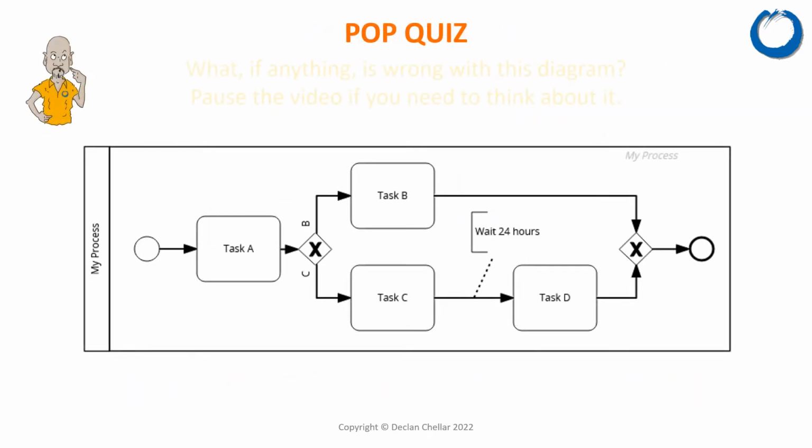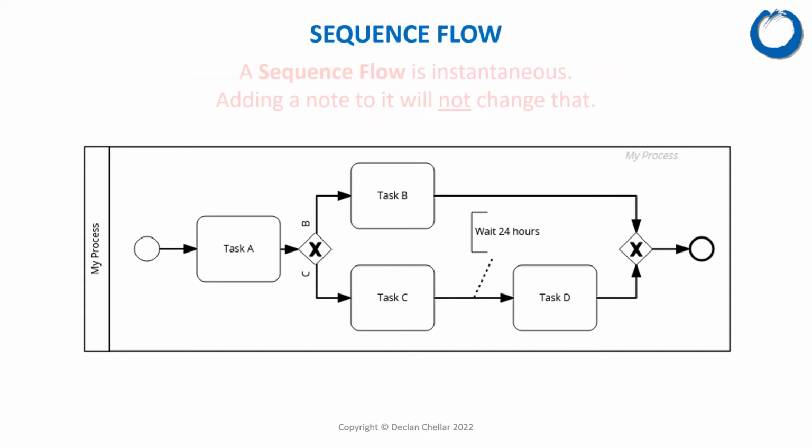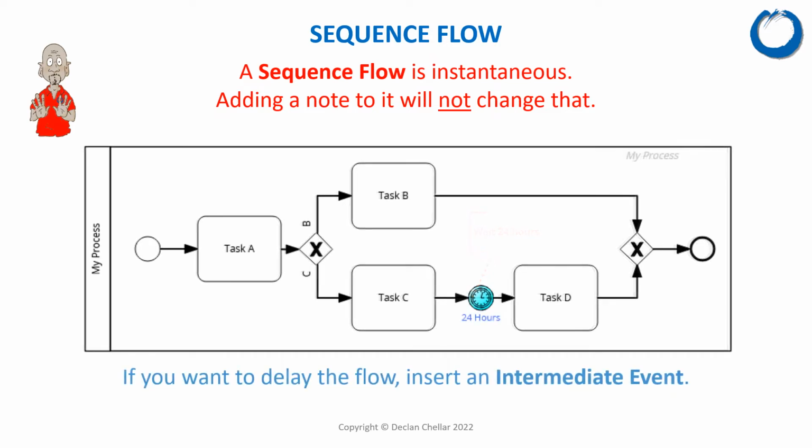What, if anything, is wrong with this diagram? Pause the video if you need to think about it. A sequence flow is instantaneous. Adding a note to it will not change that. If you want to delay the flow, insert an intermediate event.